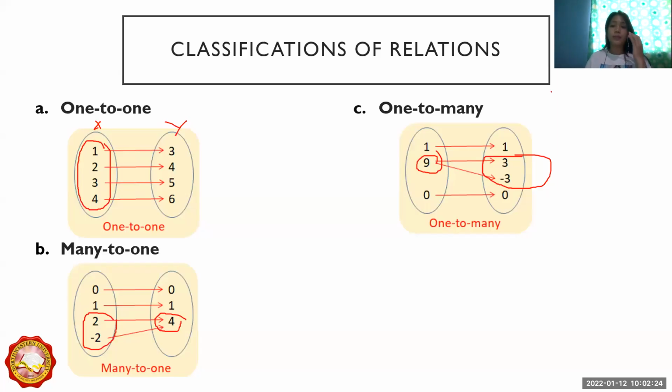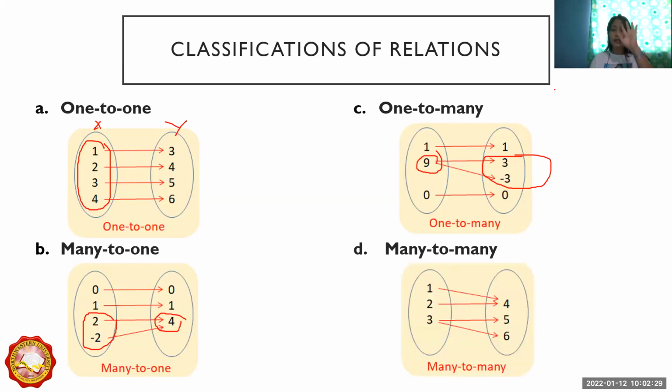So this is one-to-many. Now, the last classification of relation is many-to-many. This means that you can have more than one element on the first set that is paired to more than one element on the second set. So we have here 4 classifications of relation: the one-to-one, many-to-one, one-to-many, and many-to-many. So meron tayong 4. Okay?